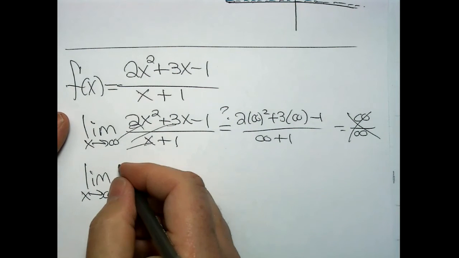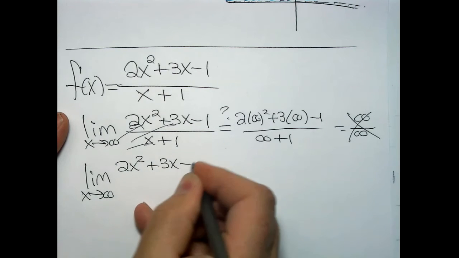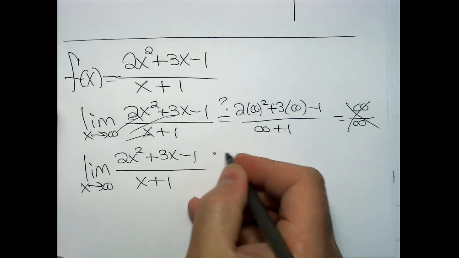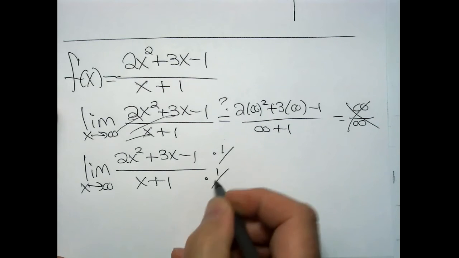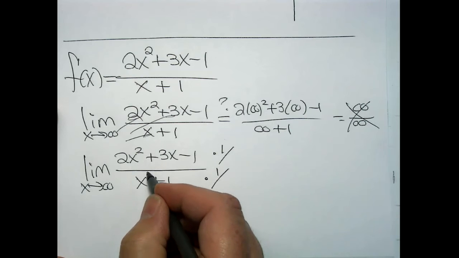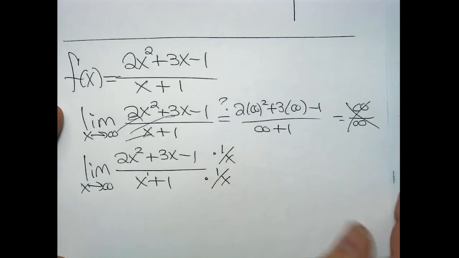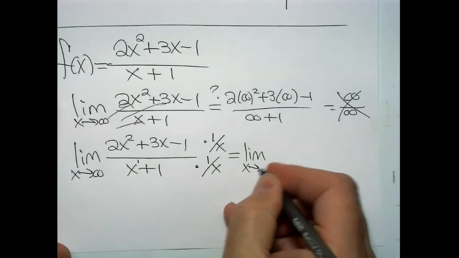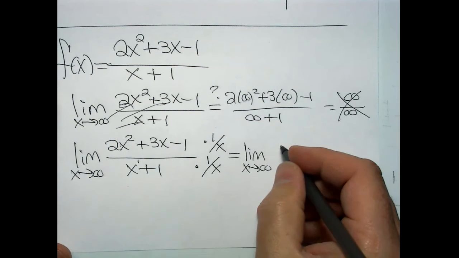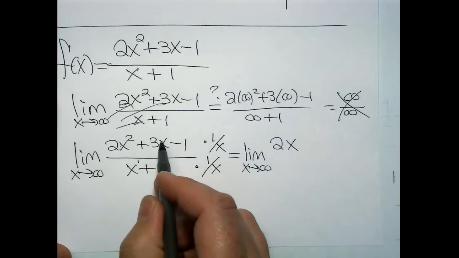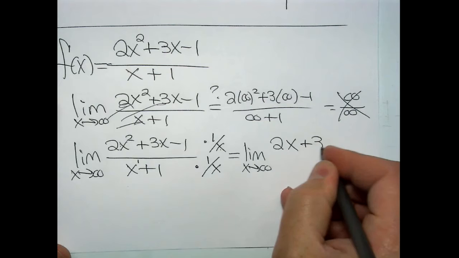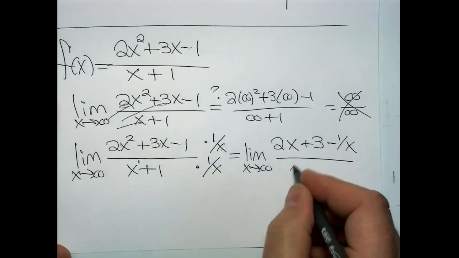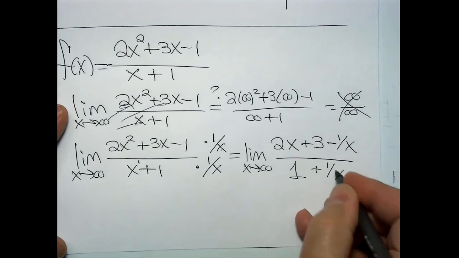So, redraw the problem and be careful, because the guidelines tell us to multiply by 1 over the highest power of x, not that one, in the denominator. That would be this one. So the new version of this function would look something like this. 2x squared over x. That's 2x, isn't it? 3x over x, x's cancel. And minus 1 over x. That's what's on top now. Down below, x over x, that's 1. And 1 over x is 1 over x.